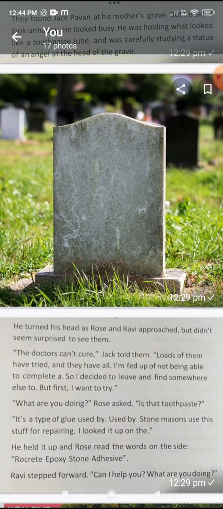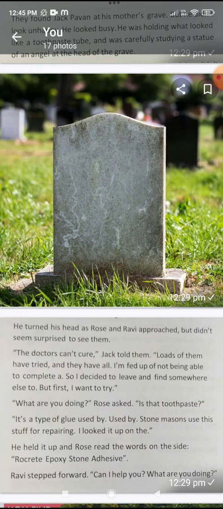So the boy, he goes to his mother's grave there. He turned his face as Rose and Ravi approached, but didn't seem surprised to see them. So the boy was not surprised to see them. Them in the sense who? His teachers, Rose and Ravi.